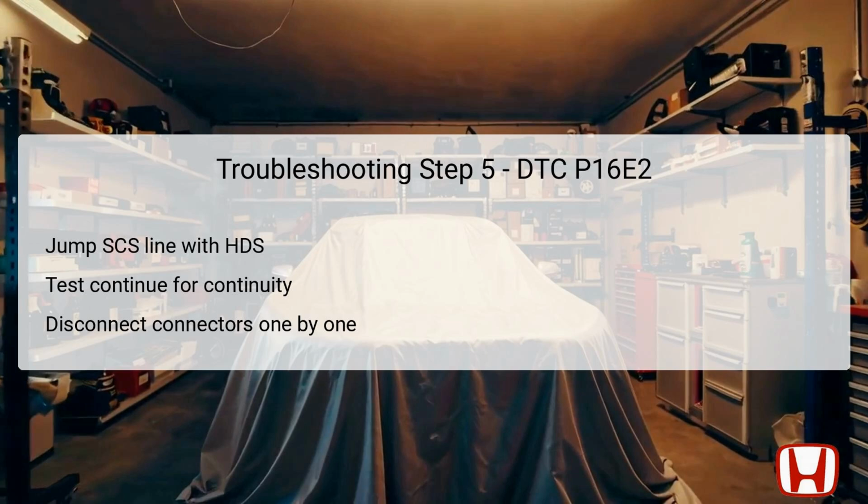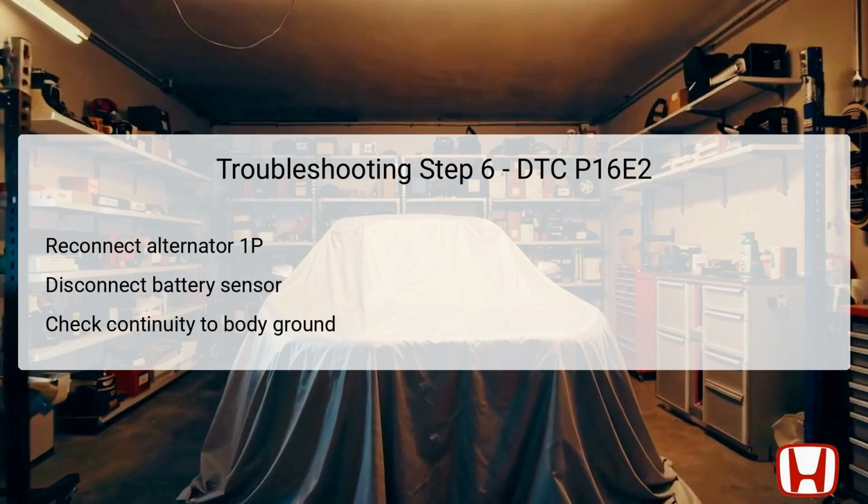rectify short circuits effectively. The sixth step of troubleshooting requires you to reconnect the alternator 1P connector and then disconnect the 12-volt battery sensor 2P connector. It is essential to check for continuity between the battery sensor connector's terminal and the body ground while the vehicle is in the off-lock mode. Again, this will help verify if the necessary wiring is functional and not damaged.